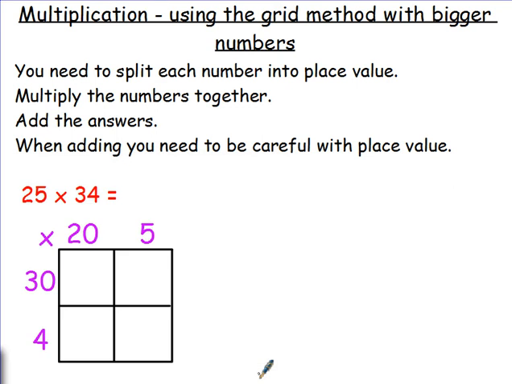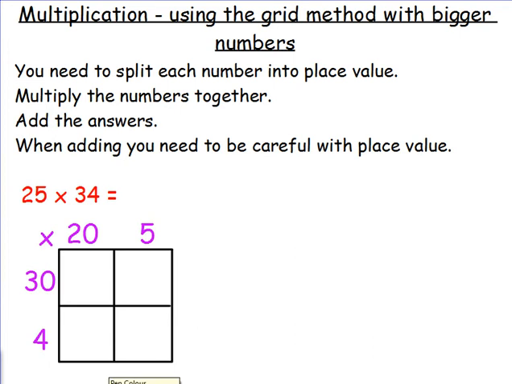Multiplication using the grid method with bigger numbers. This is exactly the same as using the grid method in the video before this. So this time I've got bigger numbers. For example, in this question I'm doing a 2-digit number times a 2-digit number. Notice on this how my grid then becomes 2 across by 2 down. That's the only difference. So let's start answering this question.